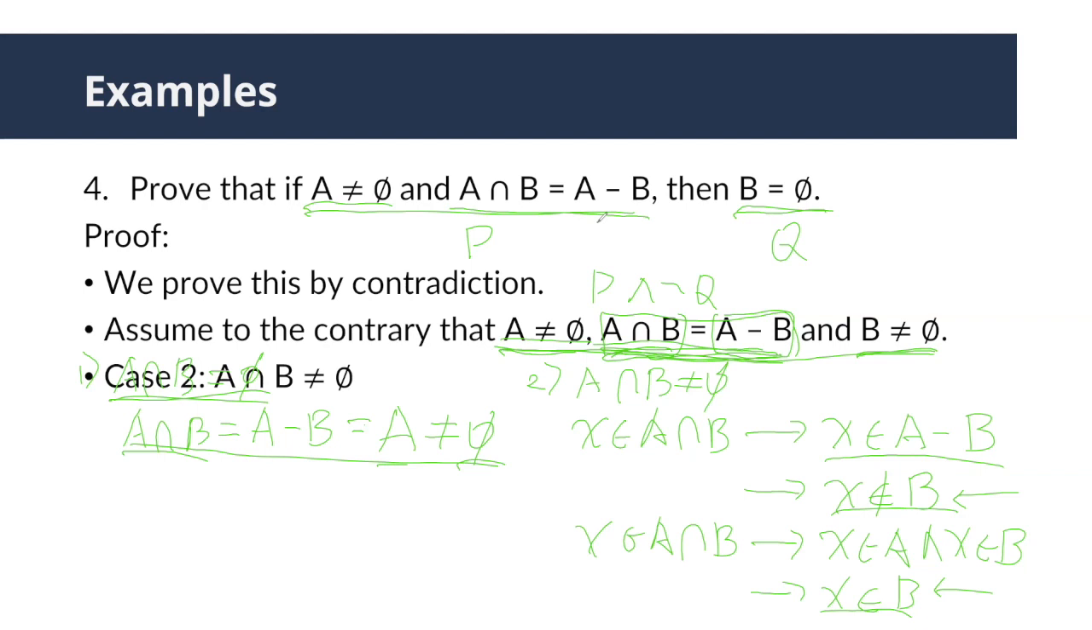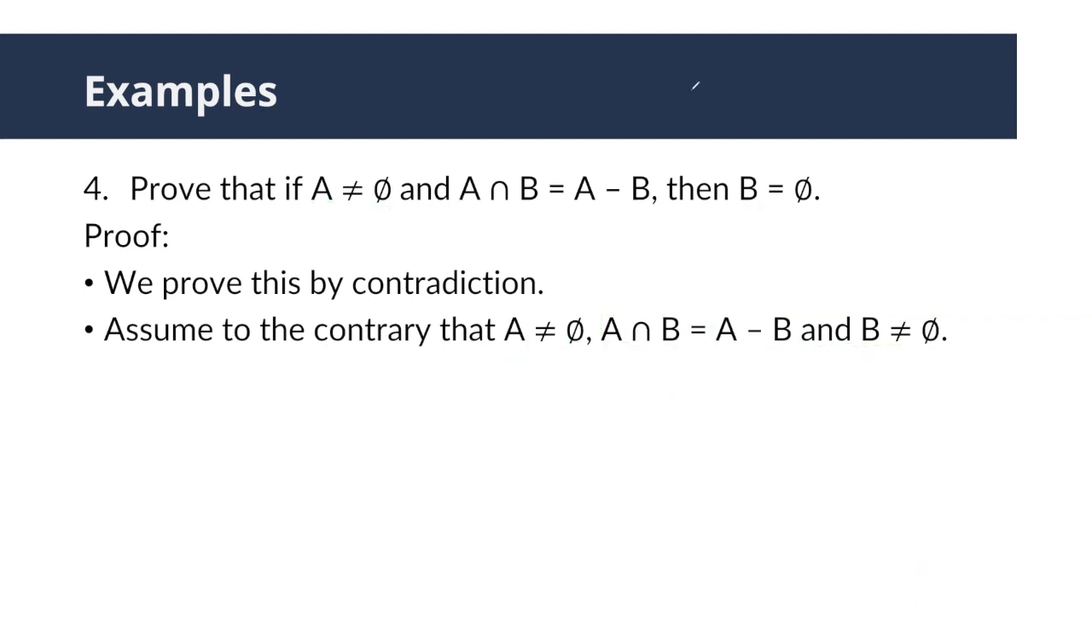Now, combining these two cases, we have shown that for these three assumptions, if they are all true, we can always find a contradiction. And by proof by contradiction, we have shown that the original implication is true.